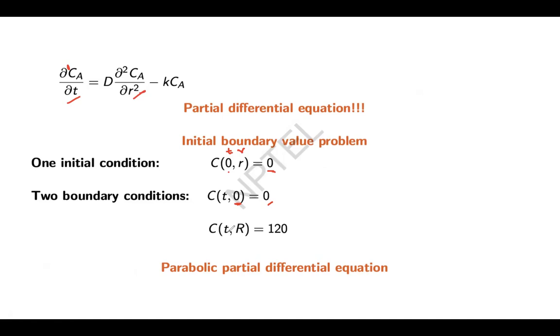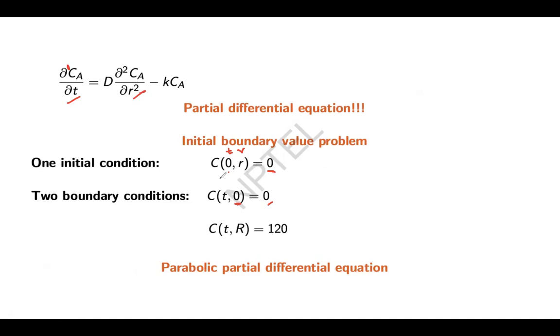But at any time, at r, that is the position equal to the surface of the catalyst pellet, we are considering the concentration of Ca is equal to 120 millimole per minute, whatever it is. Okay. So these are the two boundary conditions.